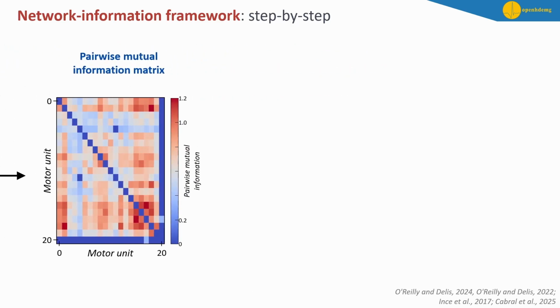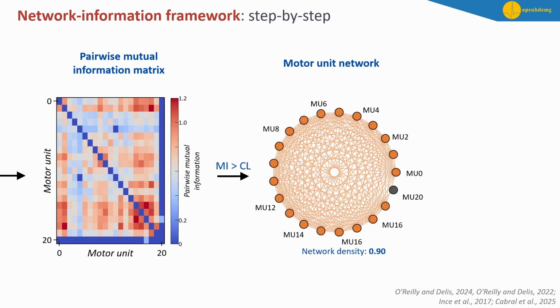And as in the common drive index, we can calculate from those pairwise mutual information values a mutual information matrix. Okay, here we have an example, and then we can construct from these so-called motor unit networks. Each circle is a motor unit, and the lines mean the connection, or how strongly, non-linearly, they are coupled between them, okay? And we can compute, for example, this network density, which in this case was 90%, meaning a highly interconnected motor unit pool, okay?